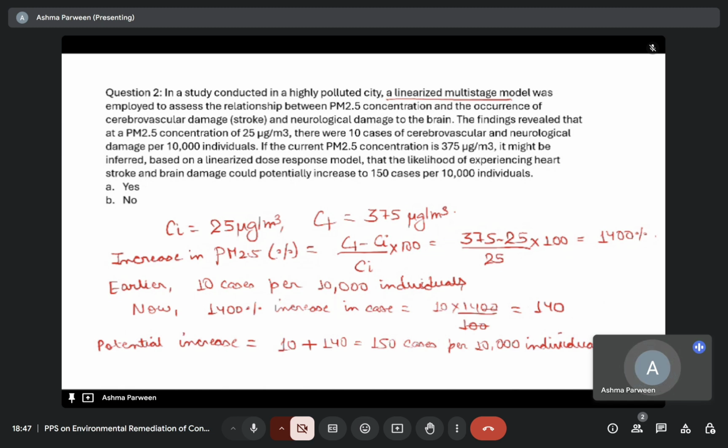So, option A is correct. Yes, the statement is correct: when the concentration was 25 micrograms per meter cube, there were 10 cases. When the concentration increased to 375 micrograms per meter cube, there will now be 150 cases of damage to brain and heart per 10,000 individuals. So, statement A is the correct statement.